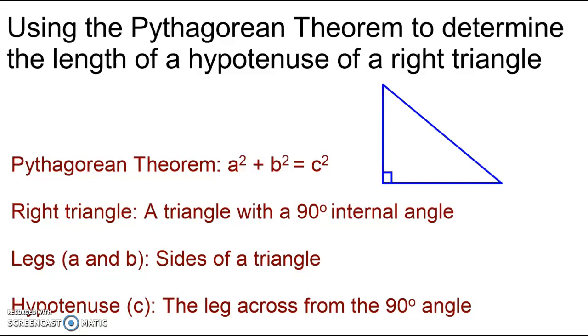A right triangle is any triangle with a 90-degree internal angle. It is usually shown by a little square. That means that that little area is 90 degrees.